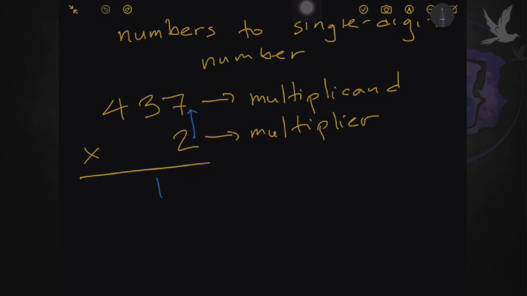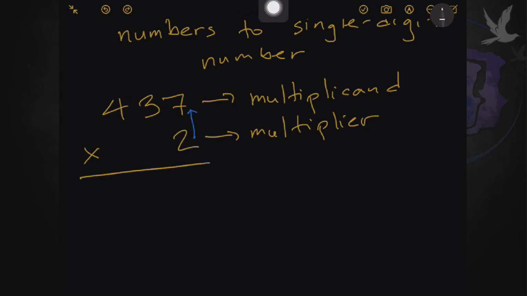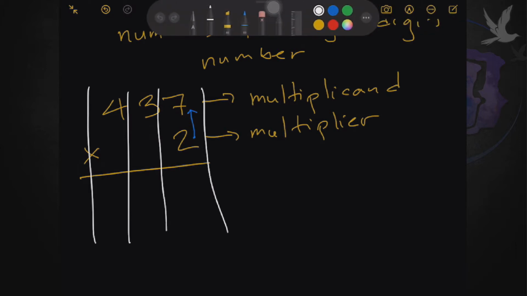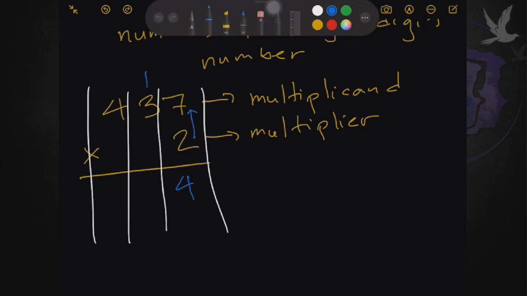Just to add a simple guide, if we put lines here, just a guide for now, just for you to see. 2 times 7 will give you 14. You are not supposed to write 14 this way, but instead you write 4 here and 1 there. Instead of writing it here, you bring it all the way up there.